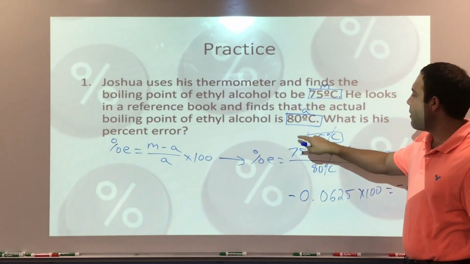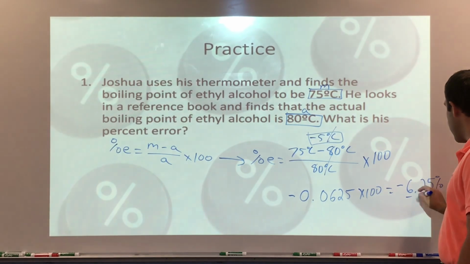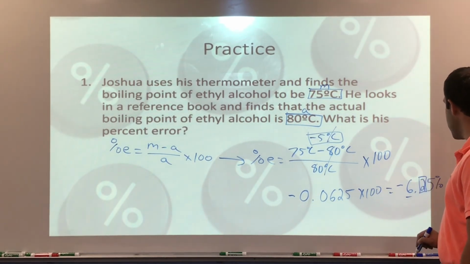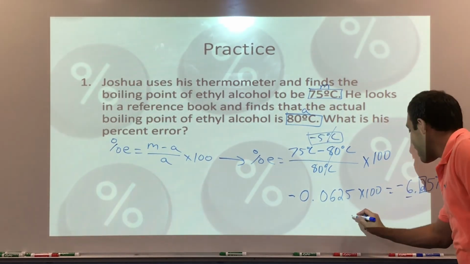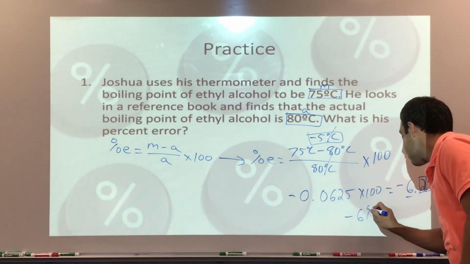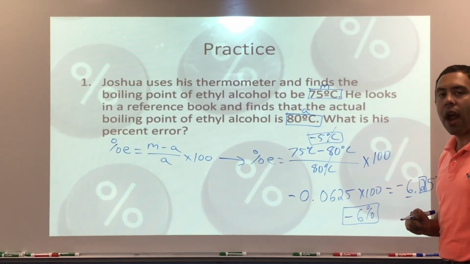And I'm going to use significant figures using my original numbers. 75 has 2 significant figures. 80, no decimal point, has 1 significant figure. So I'm going to round to 1 significant figure. This 2 is lower than 5, so my final answer is negative 6%, and that is our error.